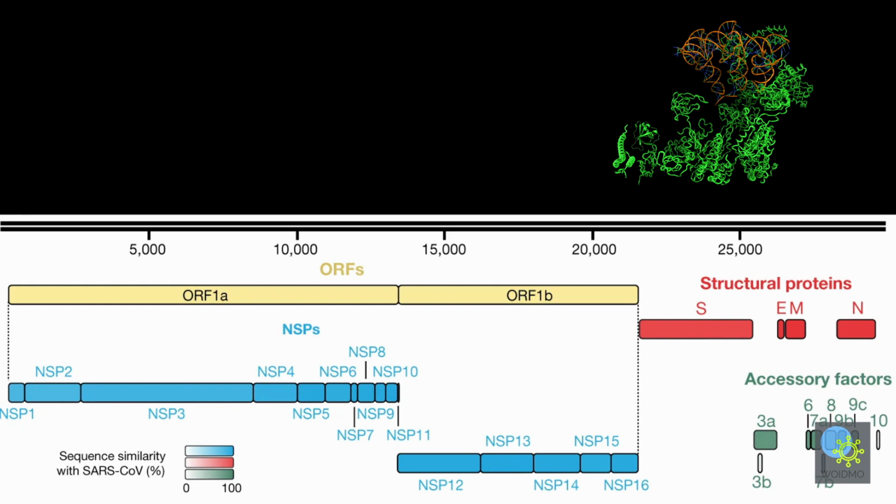NSP8 and NSP9 interfere with protein transport to the cell surface, further limiting the cell's ability to communicate. And these together are supposedly part of the reason for cytokine storms.